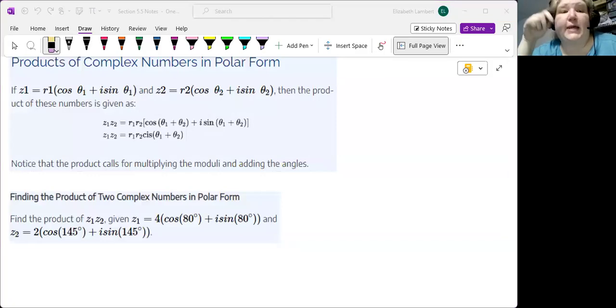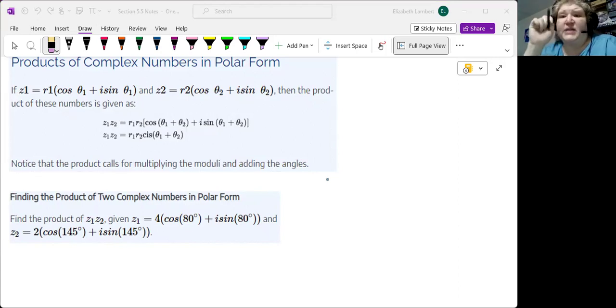All right, so now we're looking at products and then we're going to look at quotients. So here's the interesting thing. If I was actually going to multiply these two messes, I could pull R1 and R2 up front just as a product, but multiplying cosine theta plus i sine theta times cosine of another angle plus i sine of another angle creates a FOIL situation, and it gets really hairy.